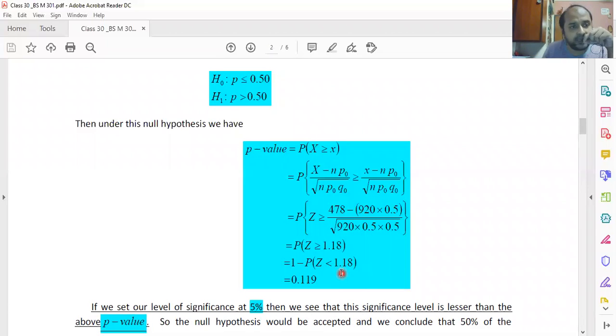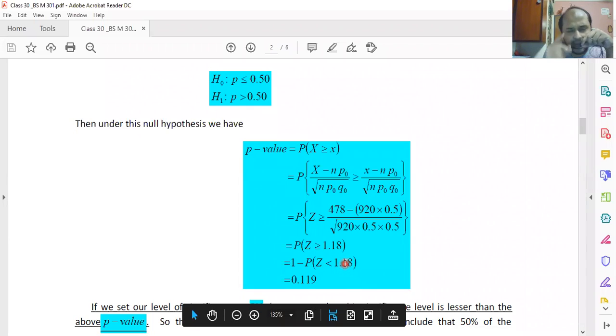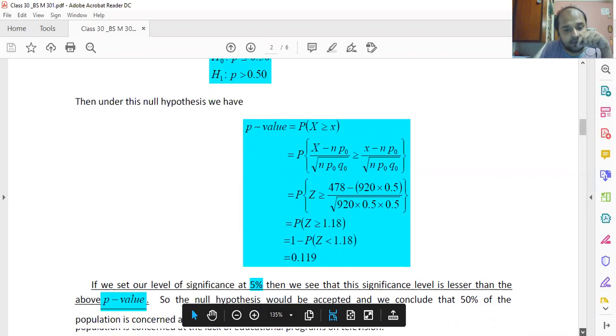But in the probability course, we don't have much time for doing this numerical calculation, so we take the help of the statistical table, which I shared with you yesterday. From there, I got some value. As far as I can remember, the value was 0.88 something. Once I subtract this value from 1, we get 0.119. So this is my p-value.